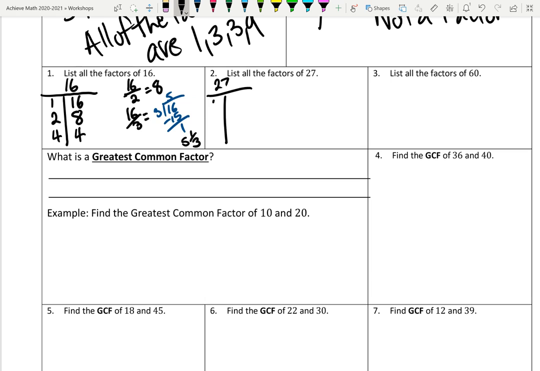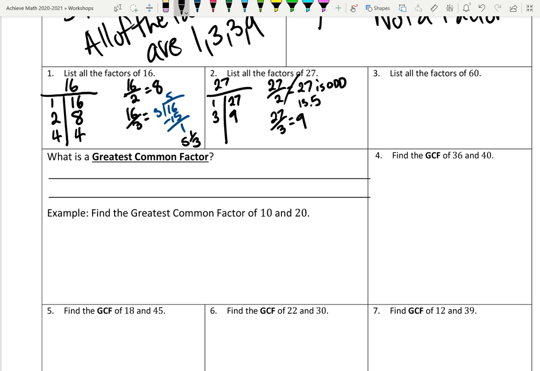Next, 27. Again, without even thinking, 1 and 27. I ask, what is 27 divided by 2? I know it's not going to be a factor because 27 is odd, making the quotient a decimal. This is going to be 13.5. So I'm going to skip 2. I'm going to try 3. 27 divided by 3 turns out to be 9.